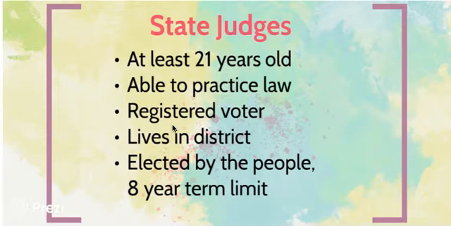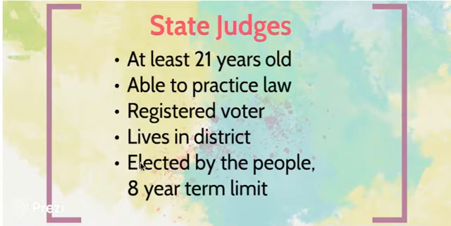Okay, you have to be a registered voter, which means that you are over 18, that you are not a felon serving out a sentence somewhere in your community, and that you are not mentally disabled and you have an address. Got to be a registered voter. You must live in the district. If you don't know what the laws are in your district, how in the world are you going to interpret them? Okay, you are elected by the people.